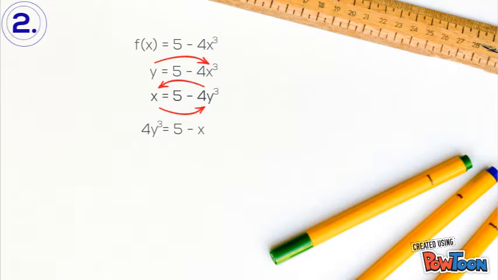Divide both sides by 4, making y cubed is equal to (5 minus x) over 4. Get the cube root of both sides of the equation, resulting to y is equal to the cube root of (5 minus x) over 4.